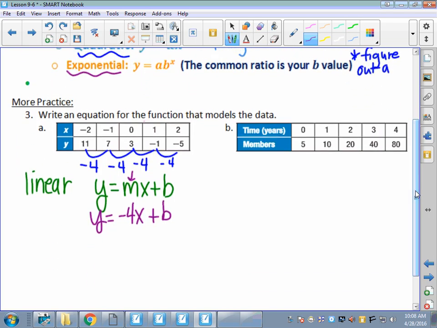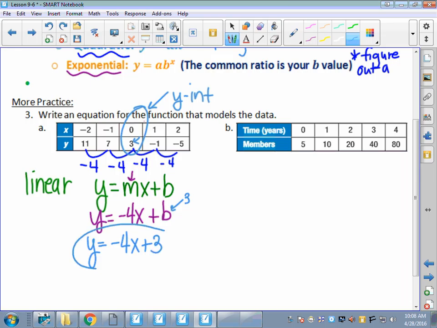Well, I can see b from my table. Remember how when we looked for our x-intercepts, our roots, our solutions, our zeros, it was when the y value was 0, we would take the x value. Well, guess what our y-intercept is? How do you identify it? Look for when x is 0. This is our y-intercept. So I'm going to just take this 3 right here and put it in for my b. So my final equation is y equals -4x plus 3. Wasn't too bad, huh?